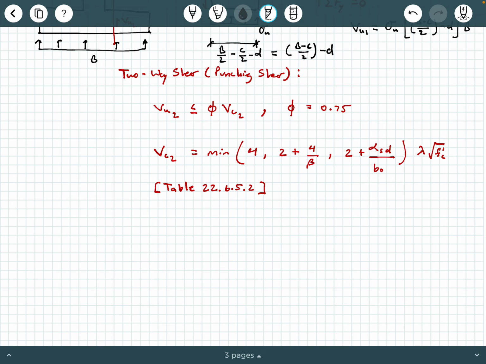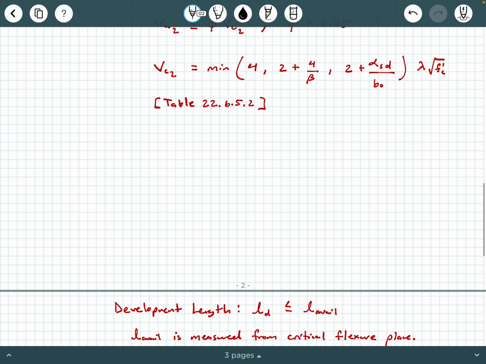So let's talk about this Vu2, punching shear. What is that? Well, with punching shear, what we have here is our square spread footing, and we have this column here.